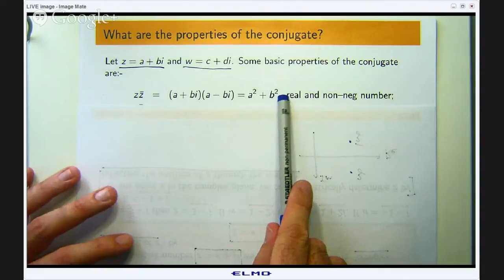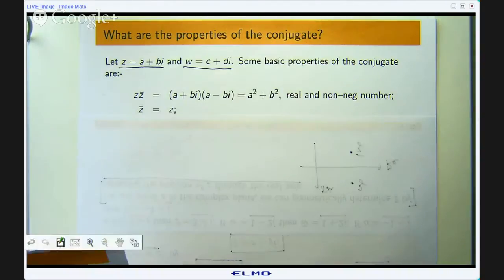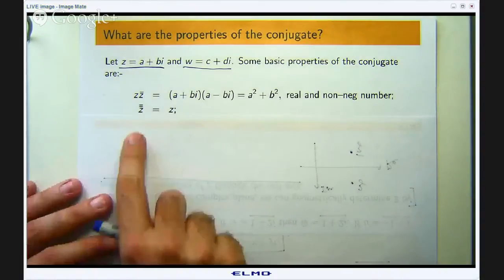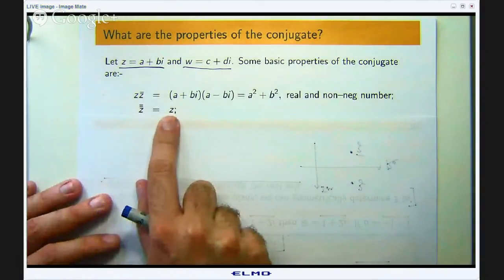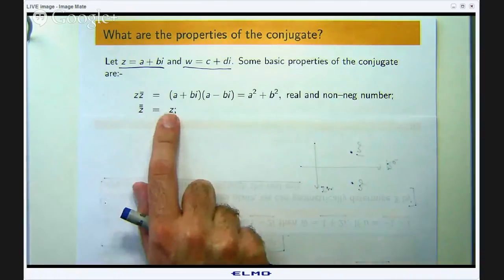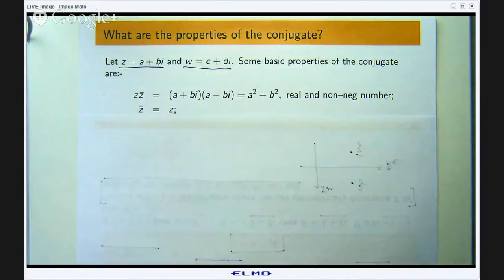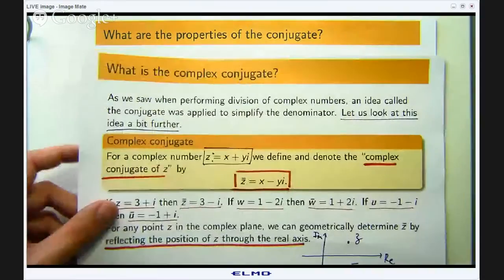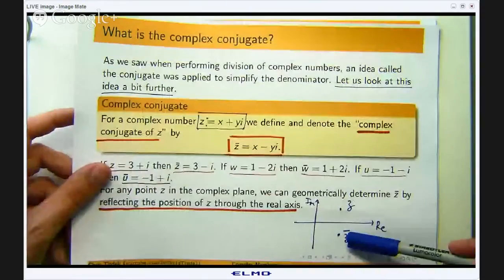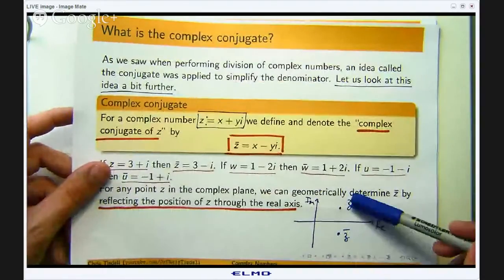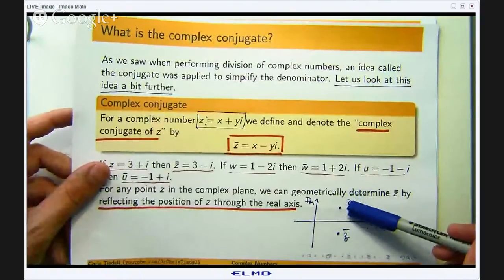Secondly, if I take the conjugate of a conjugate, I get back to where I started. So for example, if you start here, oh, hang on, my screen's just frozen. Let me fix that up. Okay, there we go. Secondly, the conjugate of a conjugate is the original complex number. So why is that true? Well, if I'm here and I take the conjugate, I flip down there. And if I take the conjugate of that, I flip or reflect back up there. So I'm back where I started.